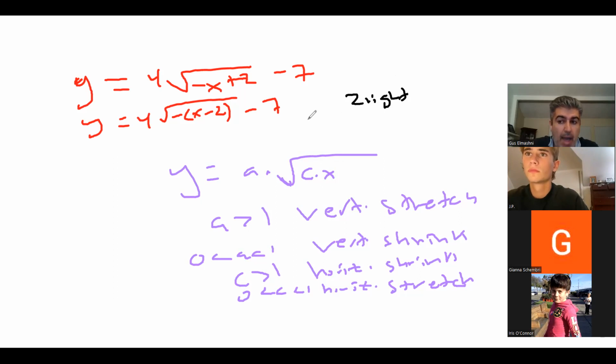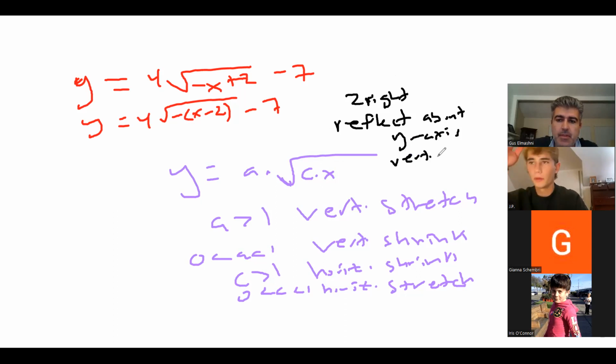Then it's reflect about the y-axis because of the negative inside the radical. So it's 2 right. Reflect about the y-axis. Then vertically stretch by 4. And why is it the y-axis, not the x-axis? Because you're going to have to make the x values negative so that you can still square root it.